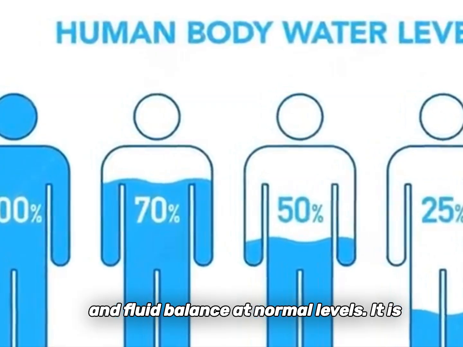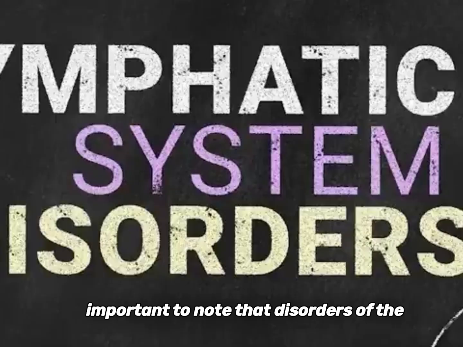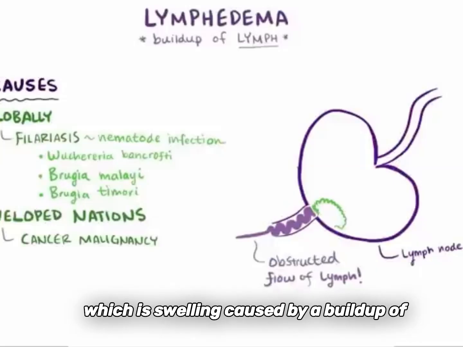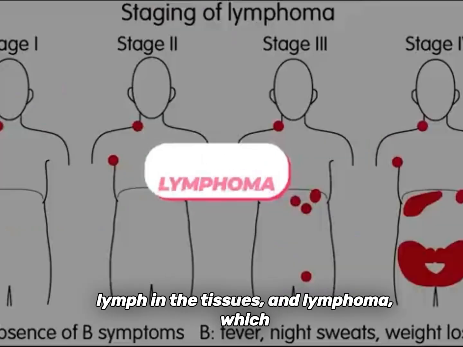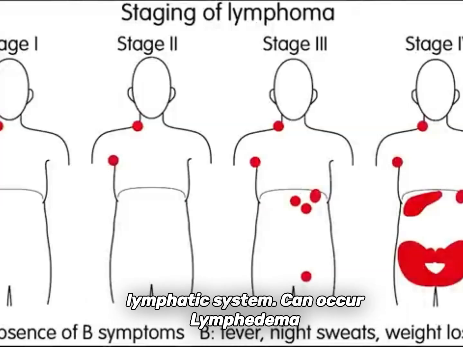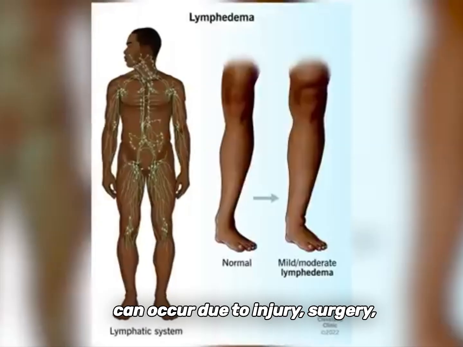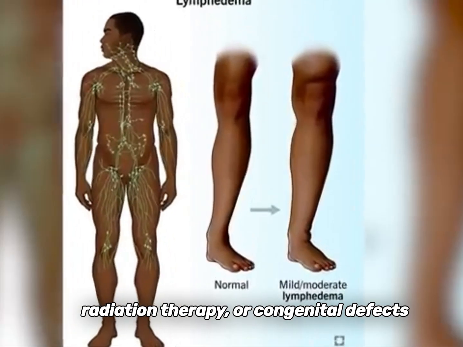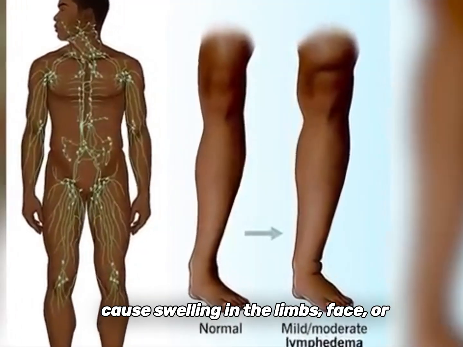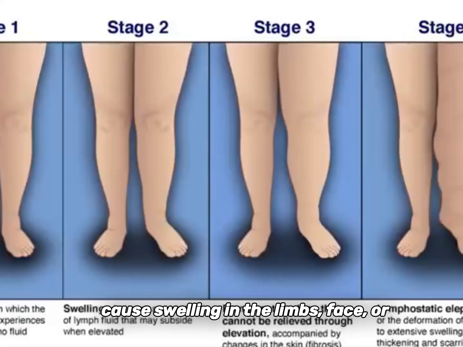It is important to note that disorders of the lymphatic system, such as lymphedema, which is swelling caused by a buildup of lymph in the tissues, and lymphoma, which is a type of cancer that affects the lymphatic system, can occur. Lymphedema can occur due to injury, surgery, radiation therapy, or congenital defects that affect the lymphatic vessels. It can cause swelling in the limbs, face, or other parts of the body.